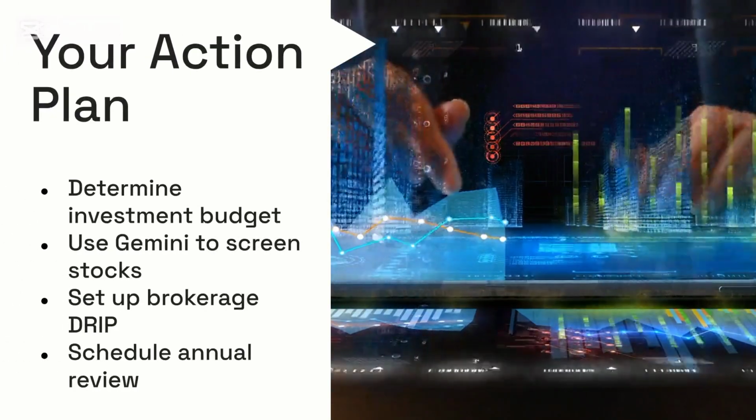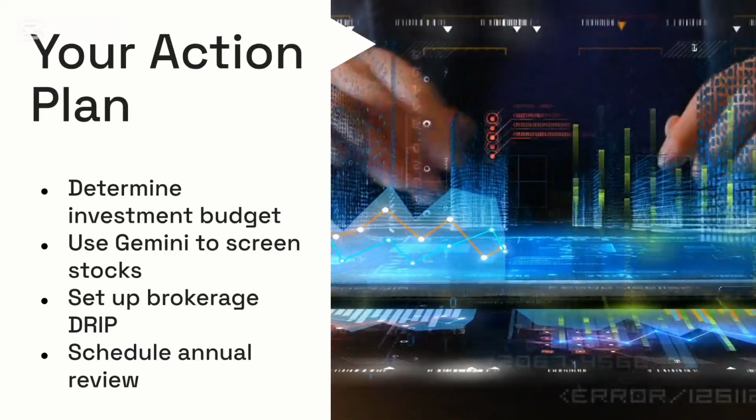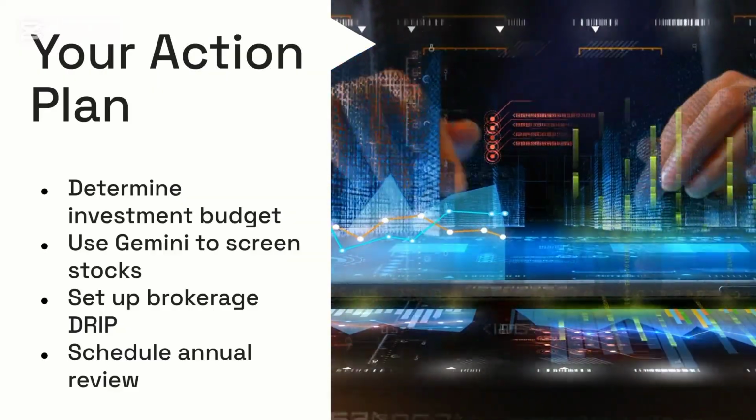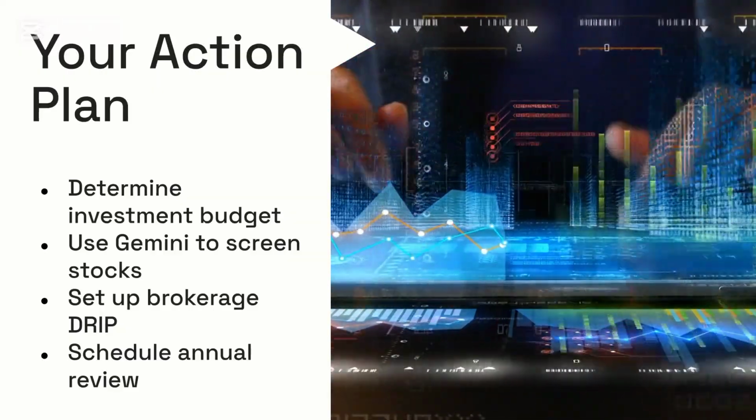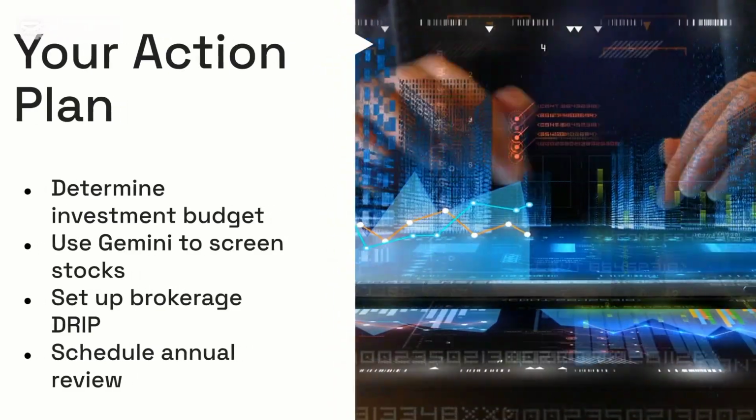Your action plan is clear. Define your budget, use Gemini for your initial screen, set up the DRIP in your brokerage account, and commit to an annual portfolio review to maintain balance.